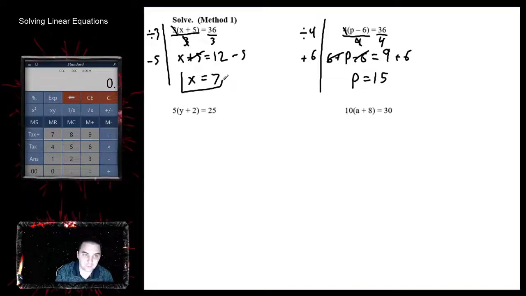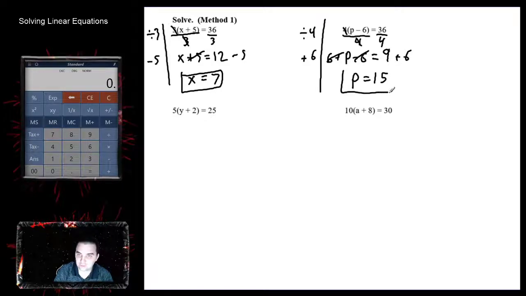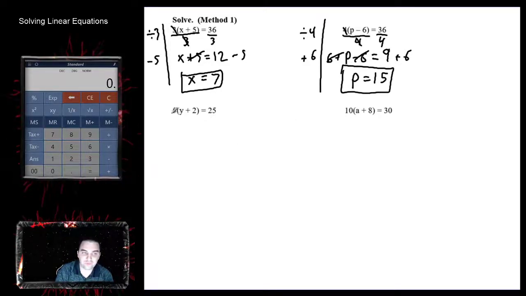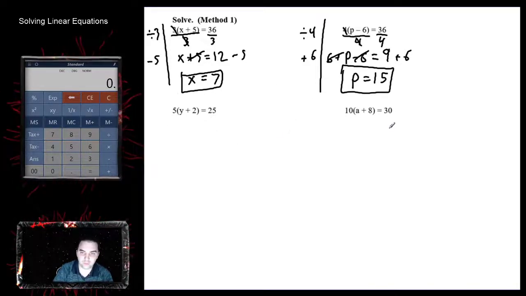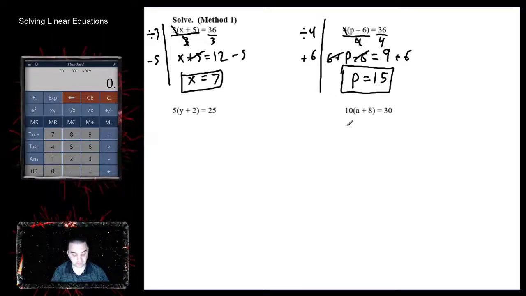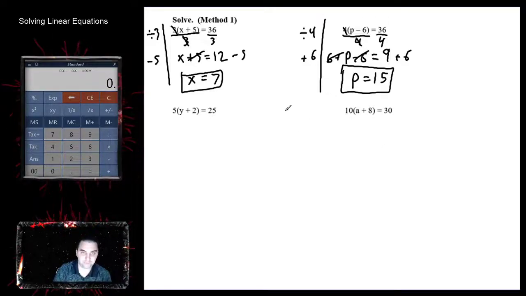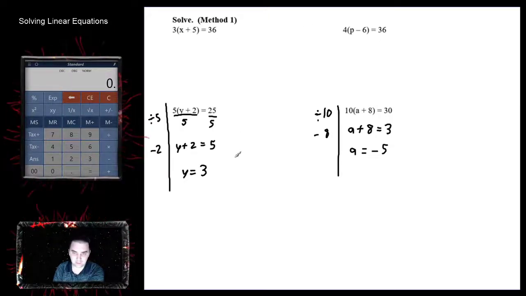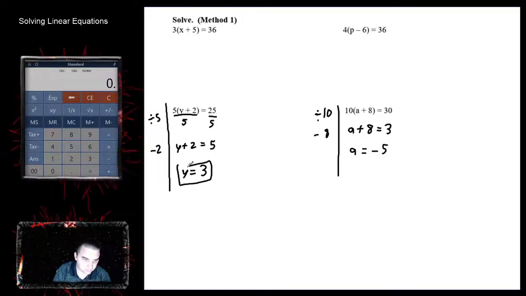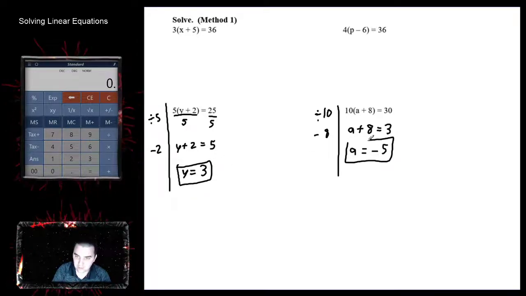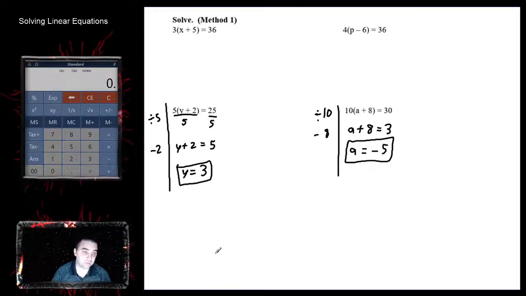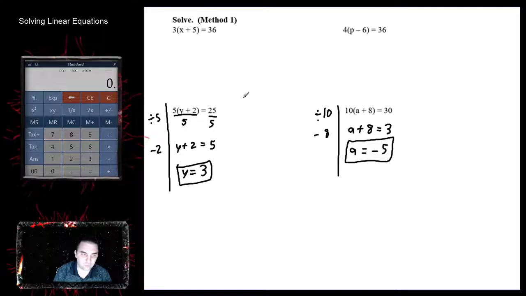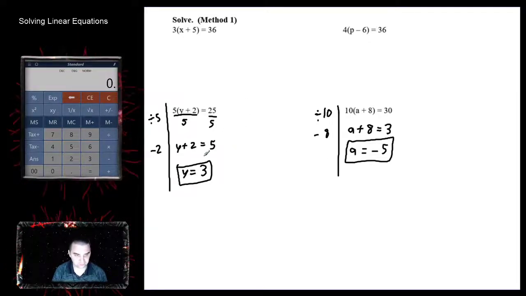Okay? So these are the two answers I did. And I want you to try doing these two and then checking your answers on the next page here. Here's what I did, and here's what I got. I got y is equal to 3, and a is equal to minus 5. If you didn't get those, then now would be a good time to ask a question, or you can just check through your work.